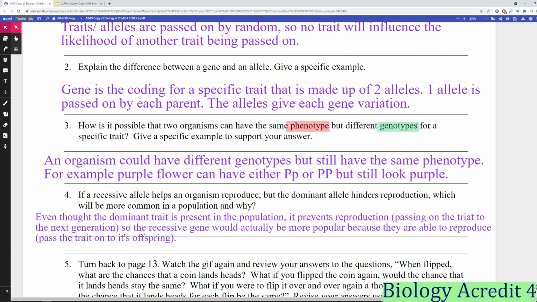So if that's our case, this population is actually going to see more recessive alleles present because that allele is actually being able to be passed down. It is not hindering the reproductive process. Therefore, the offspring of those individuals will also carry or have the recessive trait.